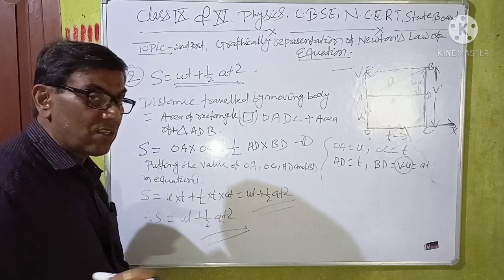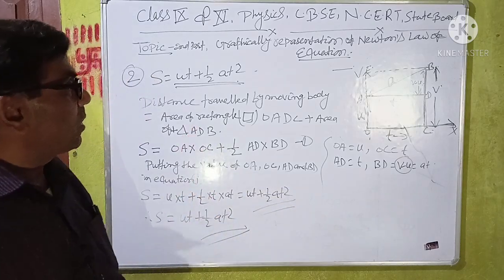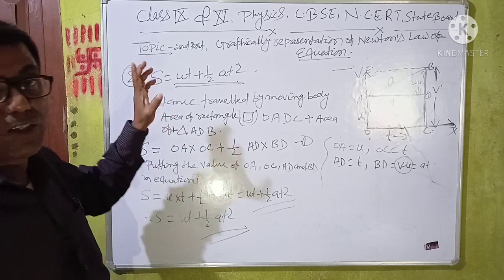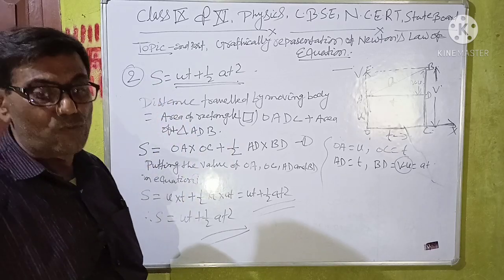This is known as the graphical representation of the second equation of motion, S is equal to ut plus half at squared.